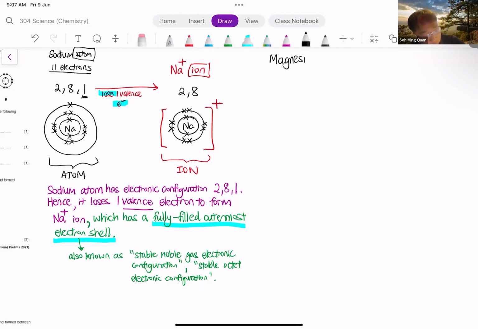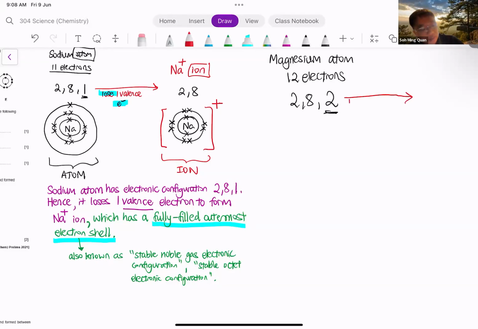If you go to group 2, magnesium is in group 2. Magnesium has 12 electrons. This is from the periodic table: you look for magnesium, the proton number is 12, therefore the electrons are also 12. So that's 2, 8, 2. Now immediately you realize magnesium is not going to just lose one valence electron, because magnesium has 2 valence electrons.